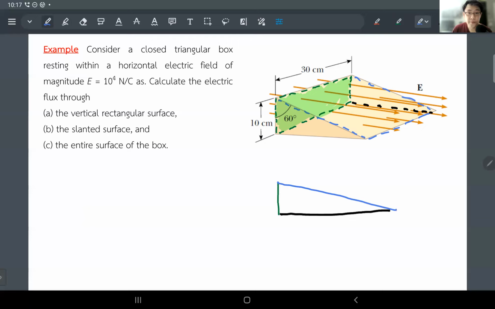With that, if you would like to draw the vertical rectangular surface vector, look at the green first. Your area vector for that green is supposed to point in this direction. Make sense?